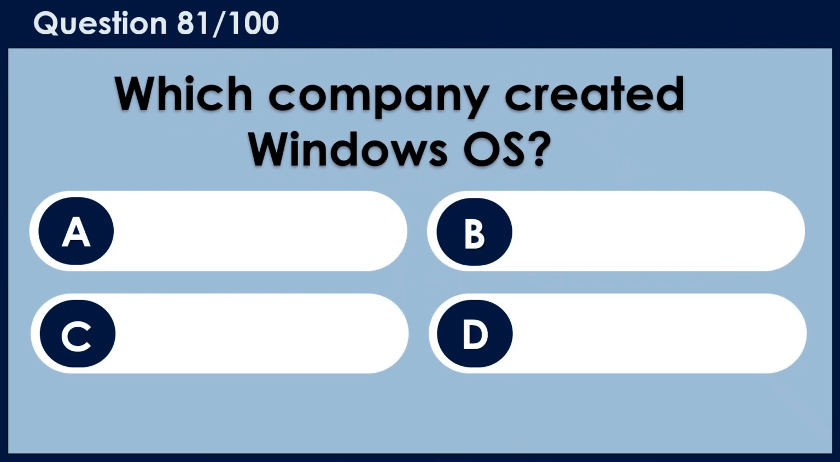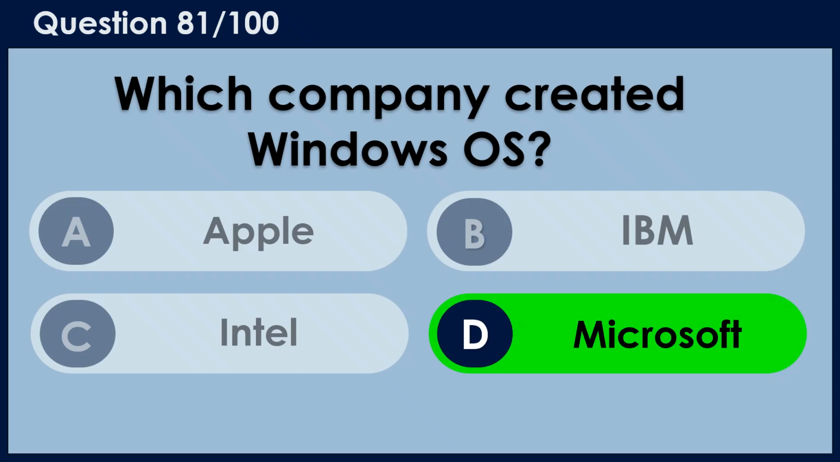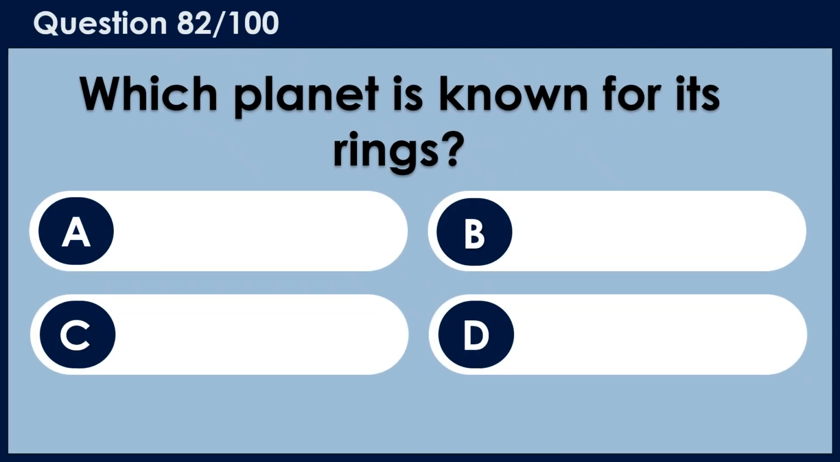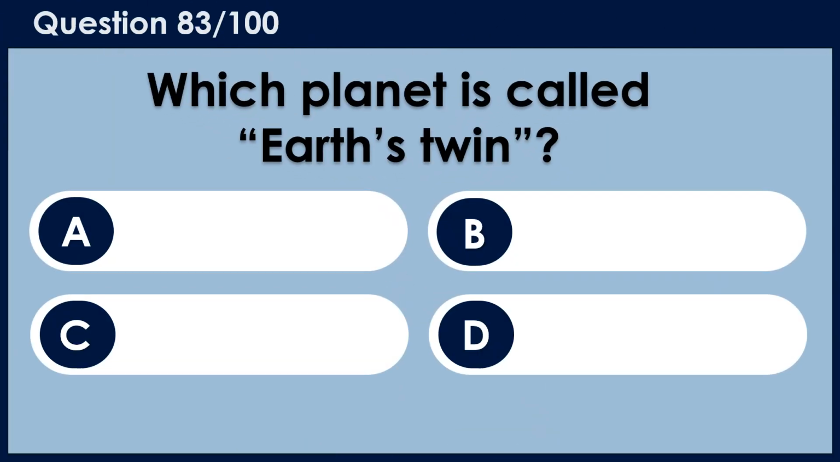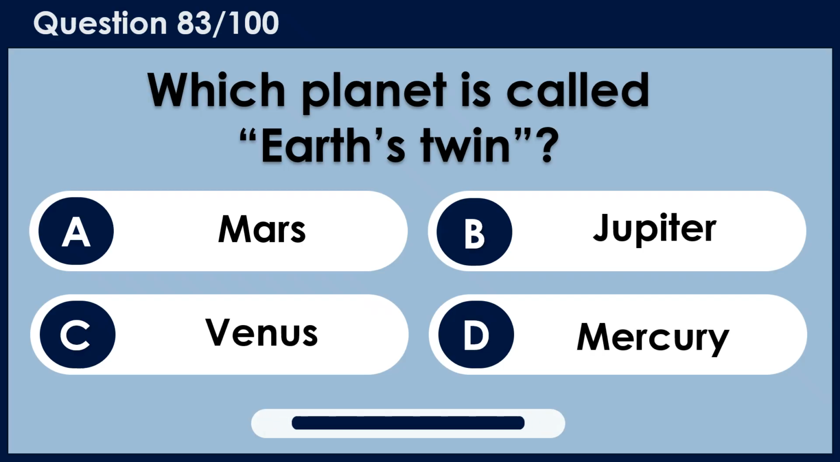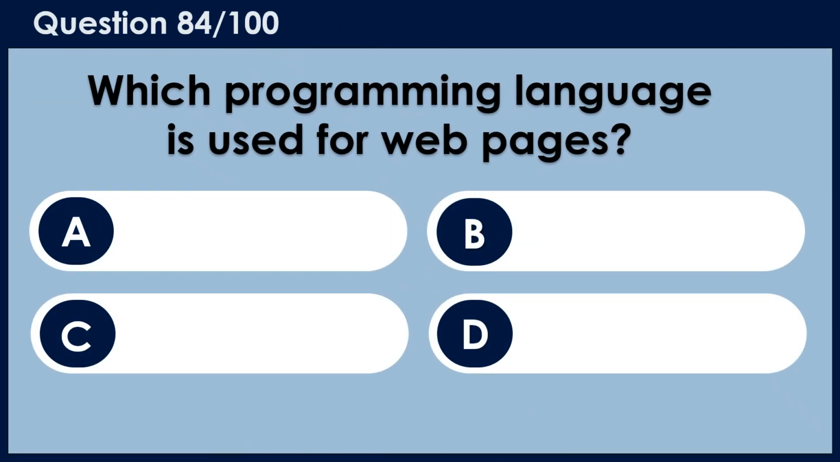Oxygen. Which company created Windows operating system? Microsoft. Which planet is known for its rings? Saturn. Which planet is called Earth's twin? Venus. Which programming language is used for web pages?